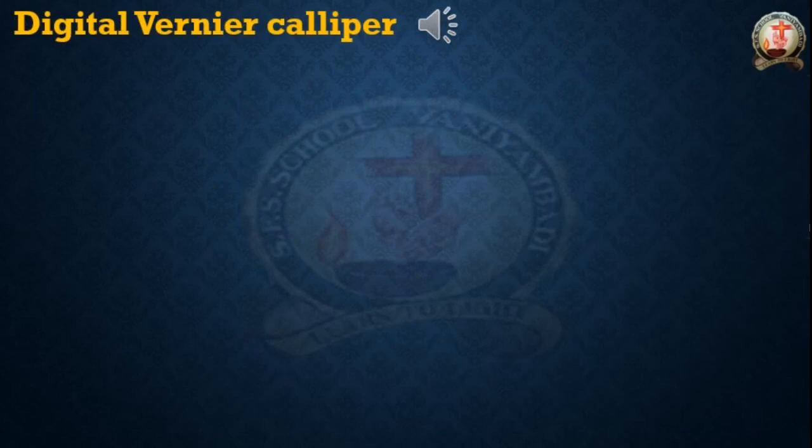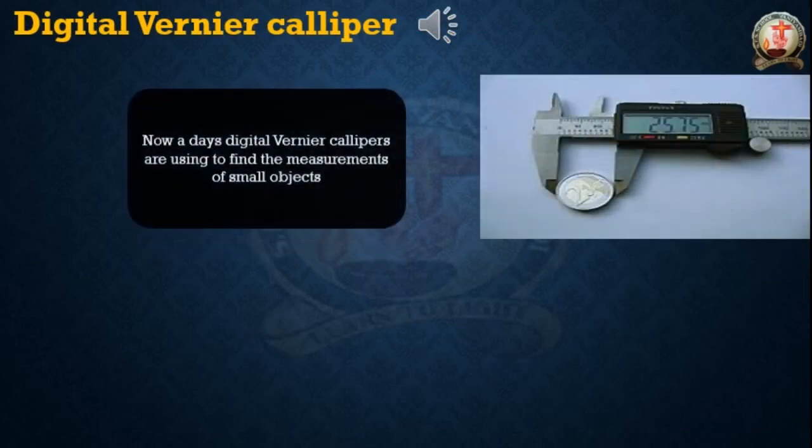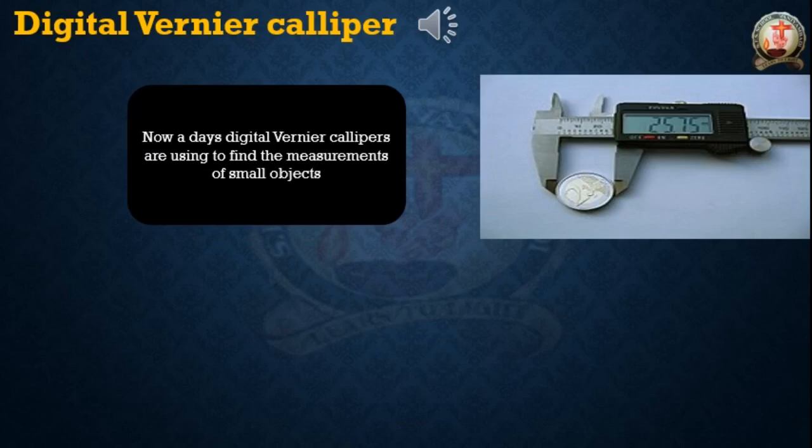Okay, the next concept is the digital vernier caliper. Nowadays digital vernier calipers are used to find the measurements of small objects. So in present days, instead of using normal vernier calipers, most people use digital vernier calipers to reduce the work. Okay, so nowadays all are using digital vernier calipers to find the measurements of small objects.